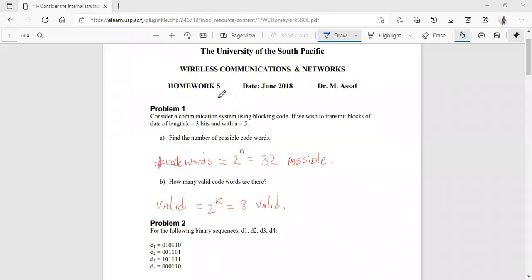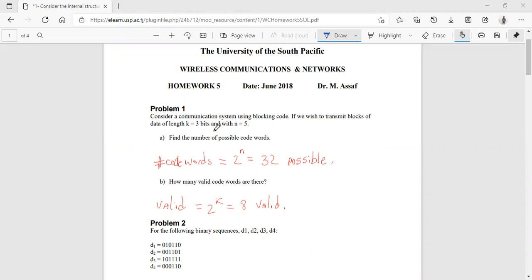So this week's tutorial is based on homework number 5. The tutorial question and solution can be found on your Moodle shop. So let's start with this week's tutorial. There are 2 problems for this week's tutorial, so let's start discussing them.